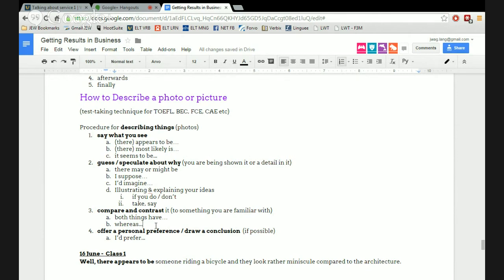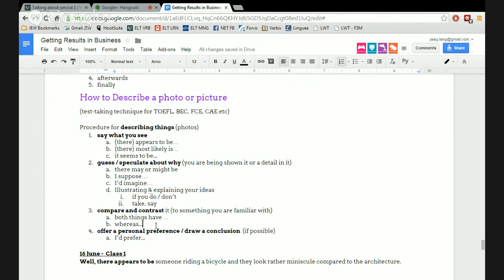Okay. Guess. Number 3, not number 2, number 3. Okay. Compare and contrast it to something you are familiar with. Both things have whereas. Okay, good. Let me give you an example. Well, now here you could describe 2 pictures, or you can describe a picture and a situation that you know about. So it says both things have.